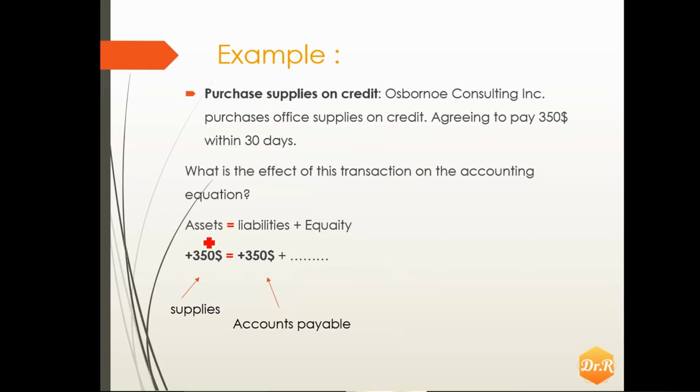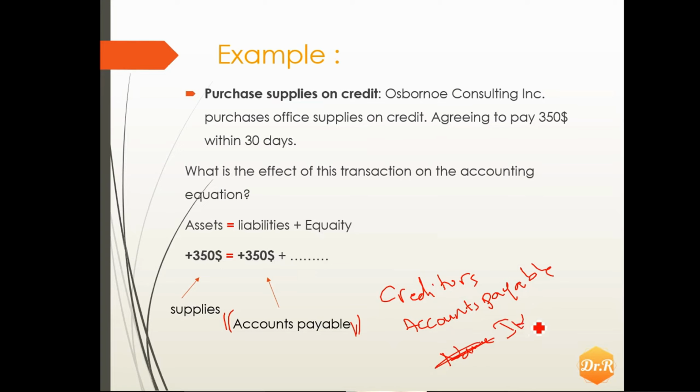So like this, you will see we have 350 supplies on the asset side, and we have 350 on the liability side as accounts payable. Accounts payable is the name for the creditors. So either we write creditors, or we write accounts payable, or we put the name of the company, like IKEA or whatever company we bought from on credit.